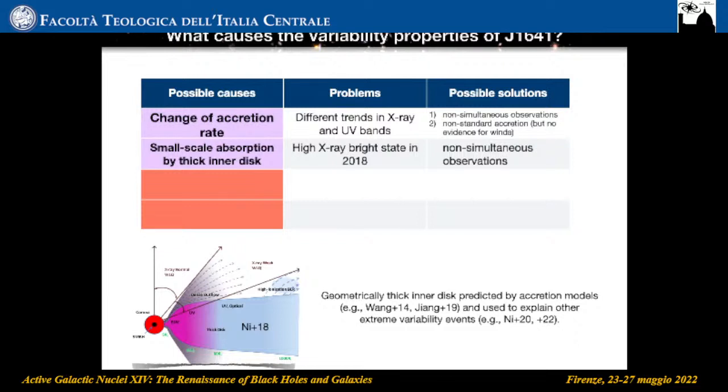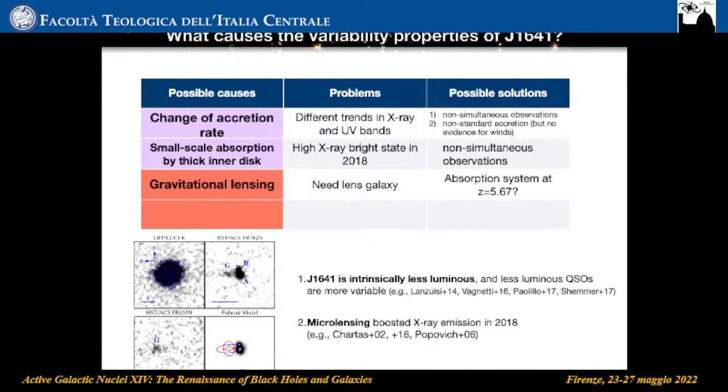This quasar might be gravitationally lensed. This is the first high-redshift gravitationally lensed quasar we know, at redshift higher than 6, by Fan et al. These are HST observations. If J1641 was also gravitationally lensed, it would mean that it is less luminous than what we think. And less luminous quasars are more variable, so this would explain the strong variability. In addition to that, we can also have microlensing due to the motion of stars in the lens galaxy. Microlensing has been found to sometimes boost the observed X-ray emission of quasars. This would explain the bright X-ray state in 2021.